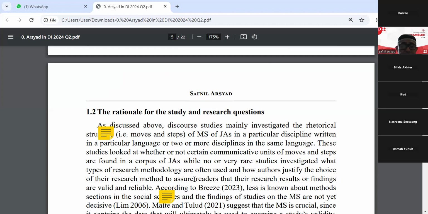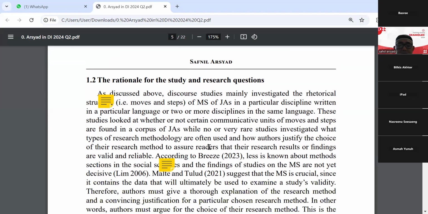If they use, for example, a qualitative study, why? If they use a quantitative approach, why? So that kind of study is not found in the previous studies, while this is important. So this is the support for the importance of the study. According to Breeze, less is known about the method section in the social sciences, and the findings of studies on the method section are not yet decisive. This is according to Lim, Malte, and Tullet.